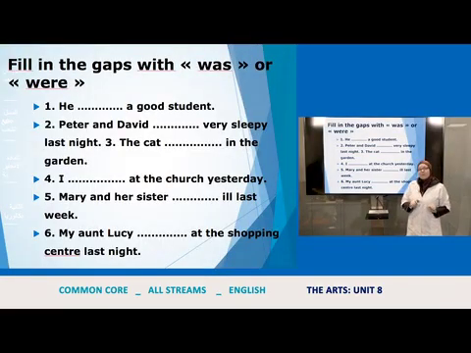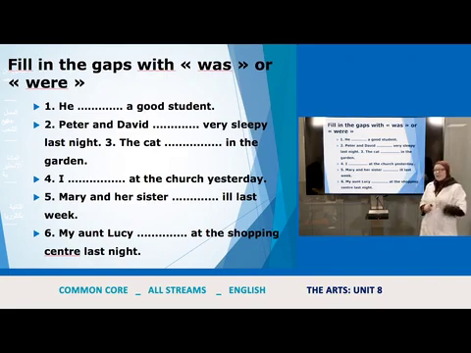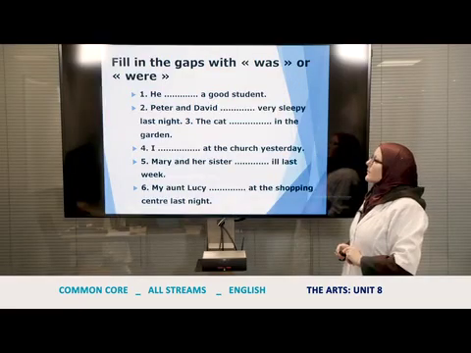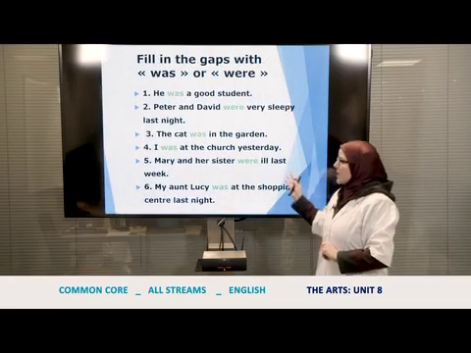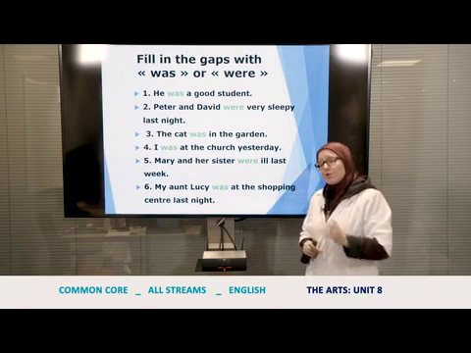Now, in this exercise, the final one, I'd like you to fill in the blanks with was or were. The objective of this exercise is to check whether you understood how we use the verb to be in the past. So I give you some seconds. So, this is the answer key to this exercise.